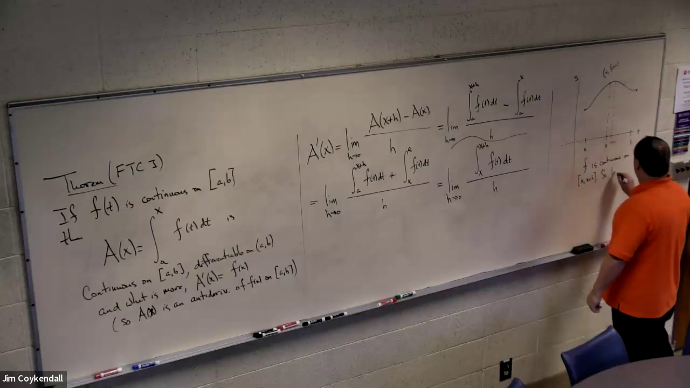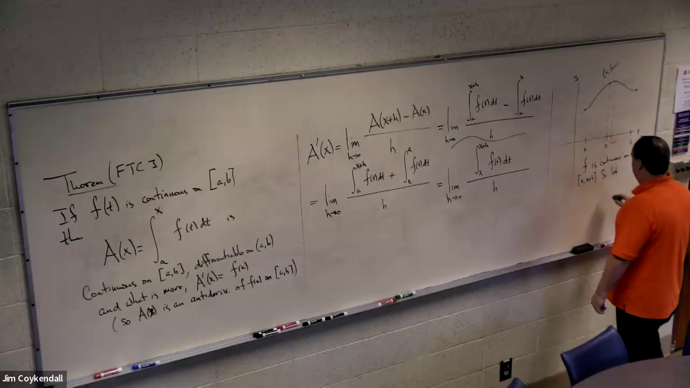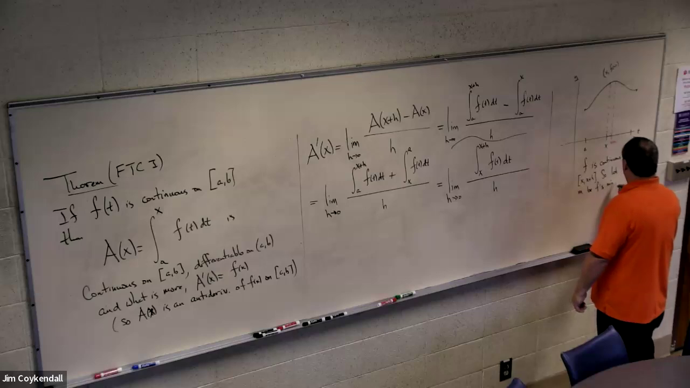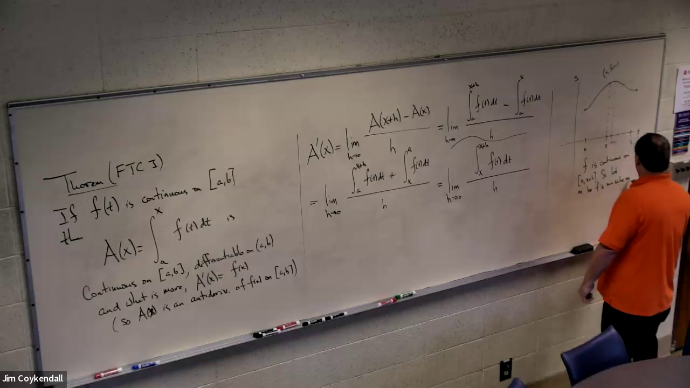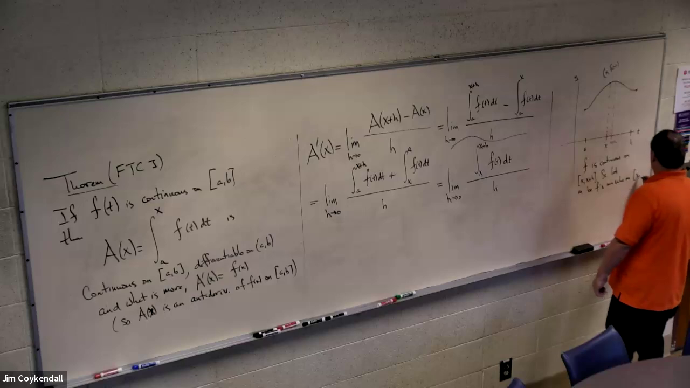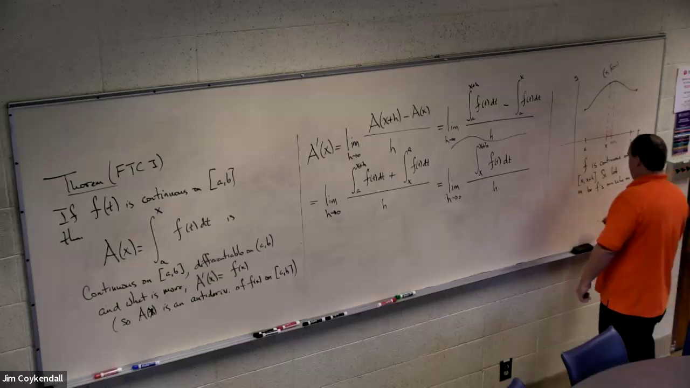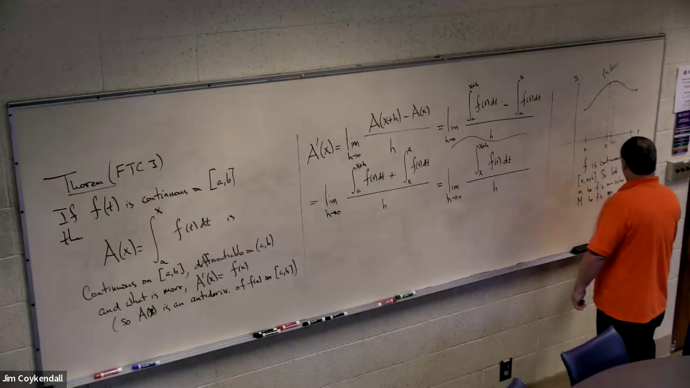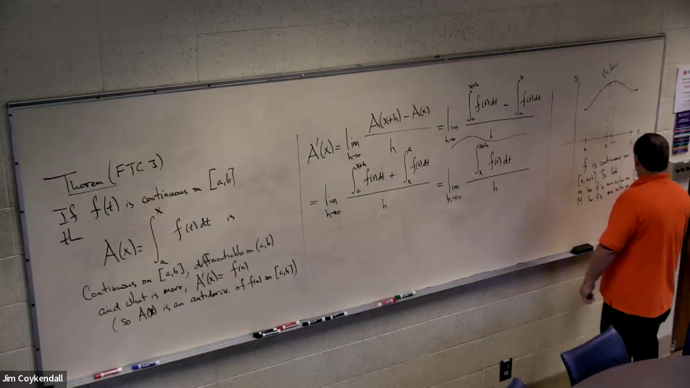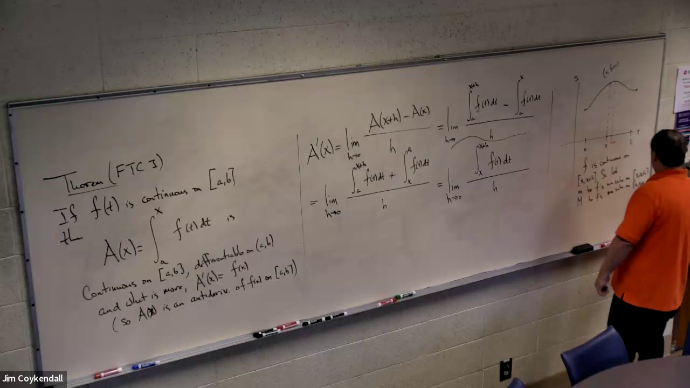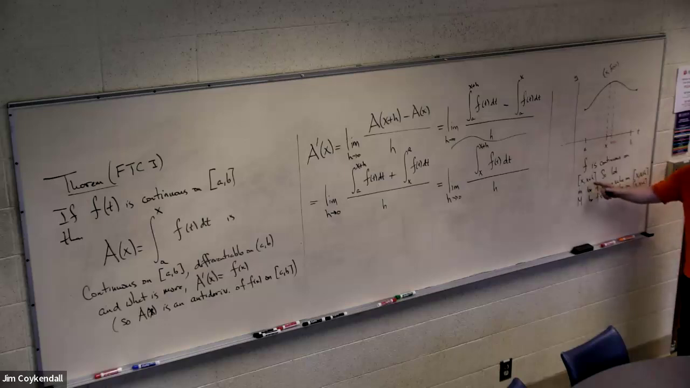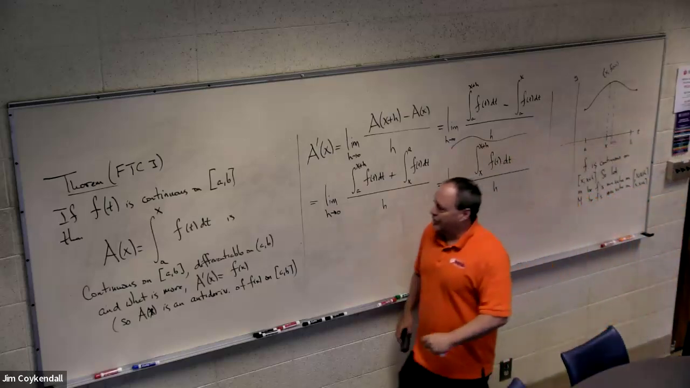So, let m be f's minimum value on x to x plus h, and M the f's maximum value. Because we know that a continuous function on a closed interval has a maximum and minimum. All right, so that's very useful for us.